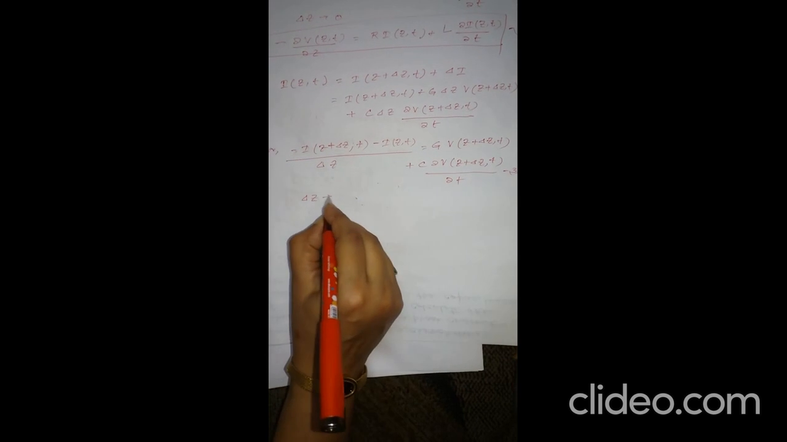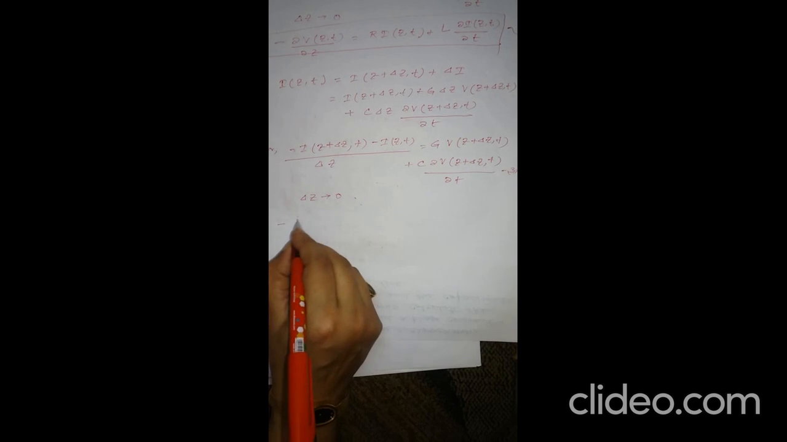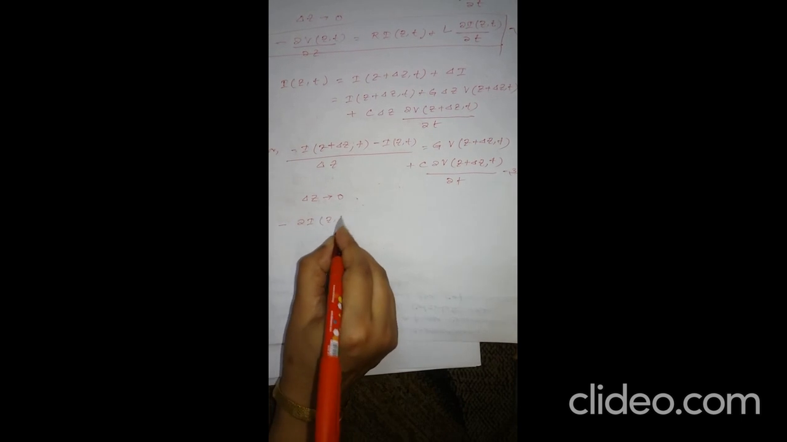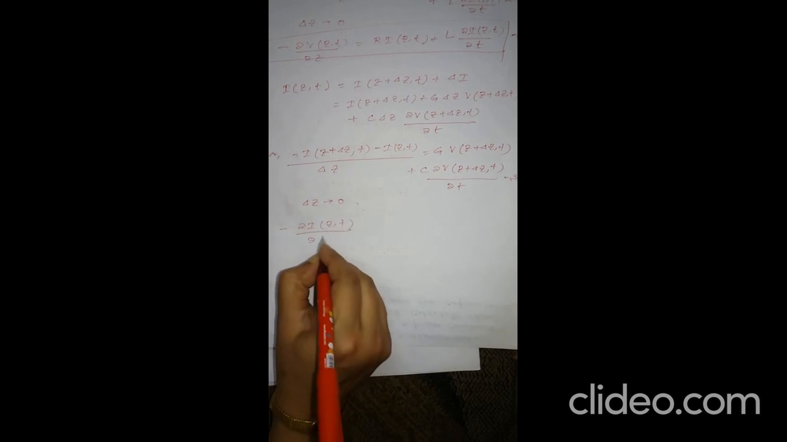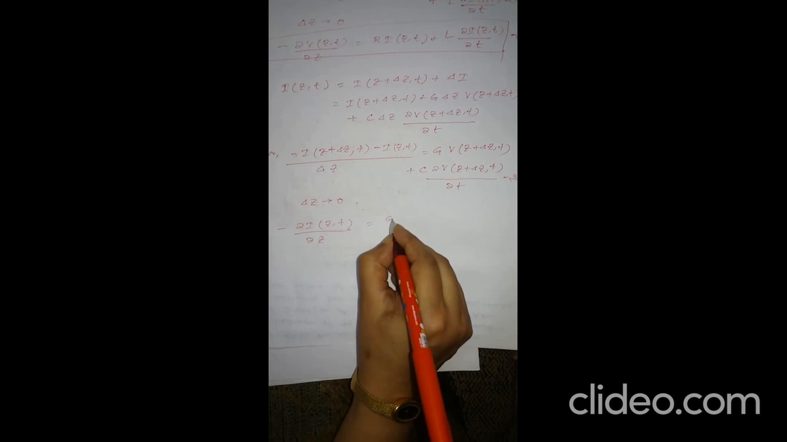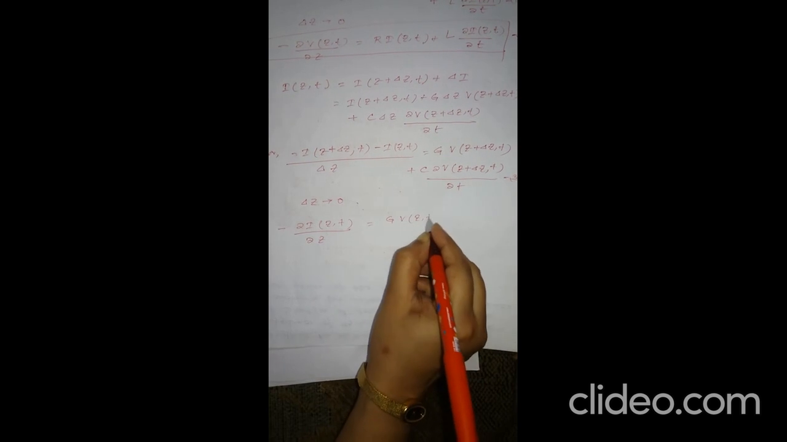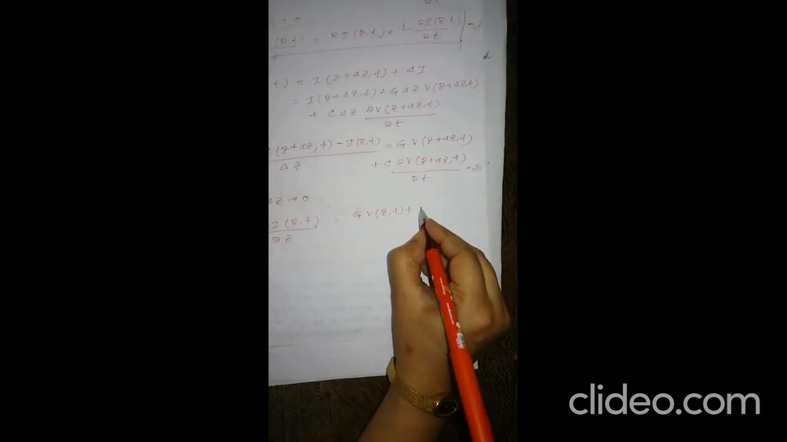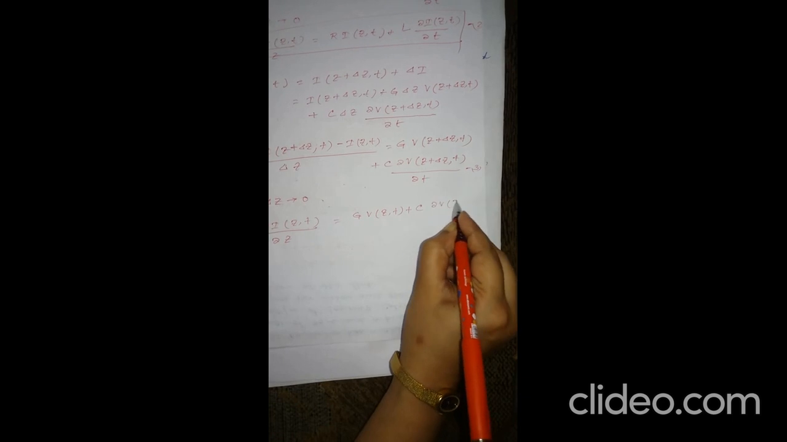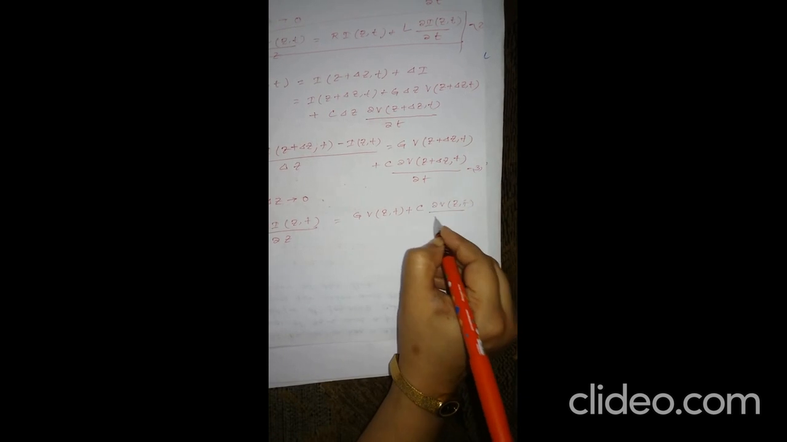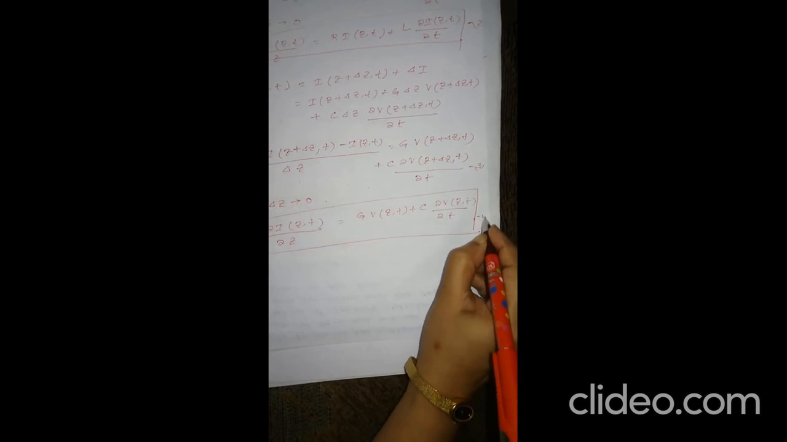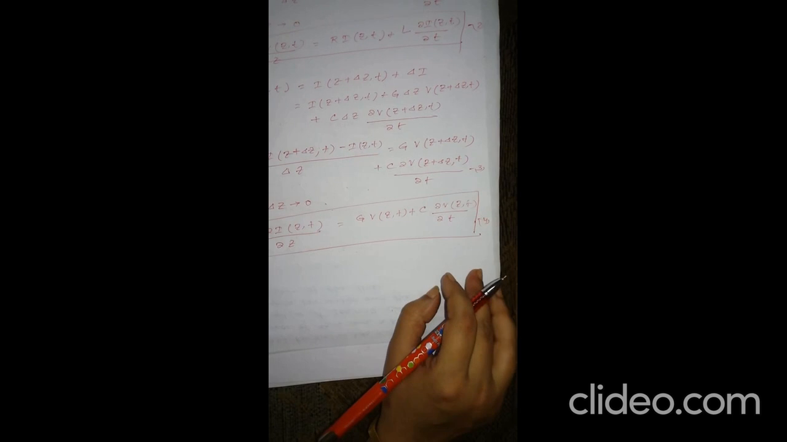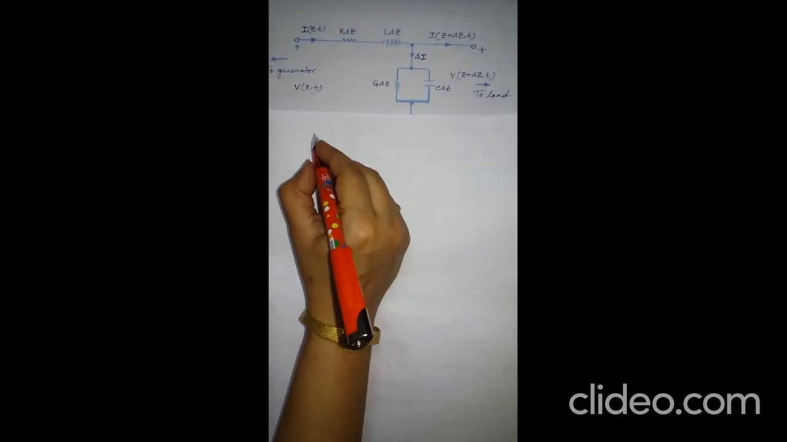Similarly, as del Z tends to 0, we can write minus del I(z,t) by del Z equal to G V(z,t) plus C del V(z,t) by del t. Equation 4. Now we assume the harmonic time dependence function.